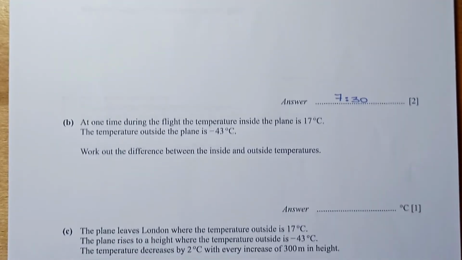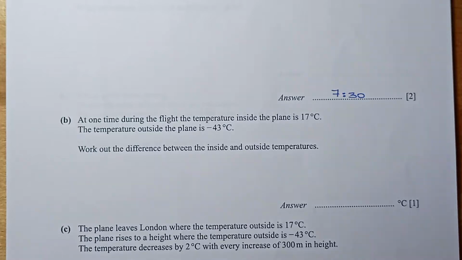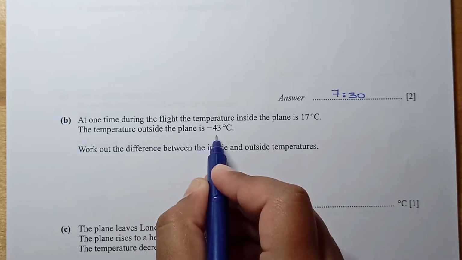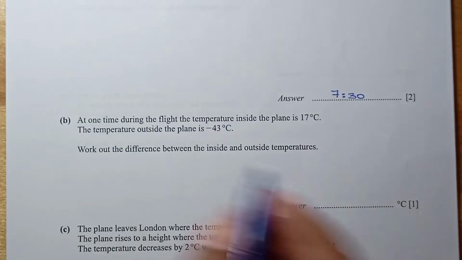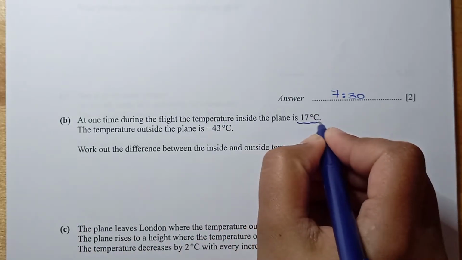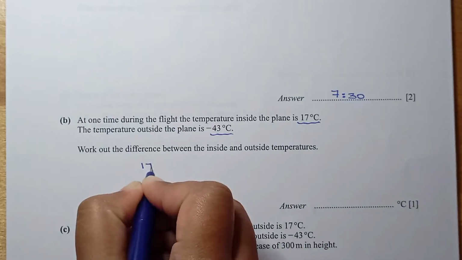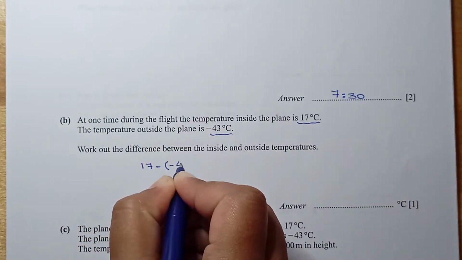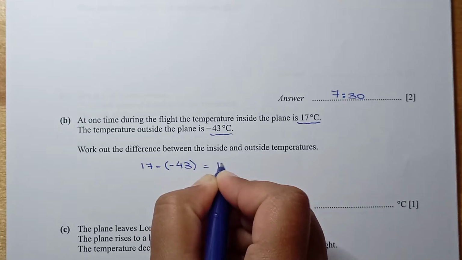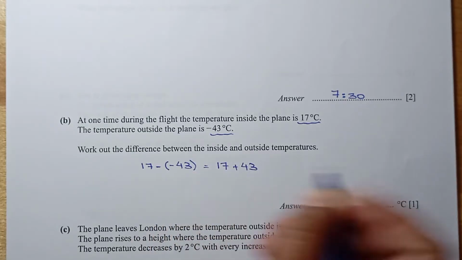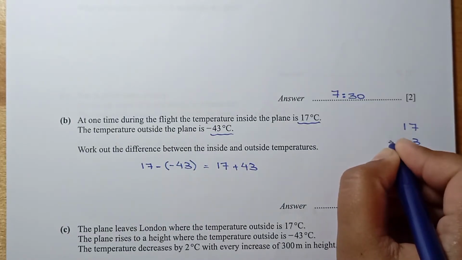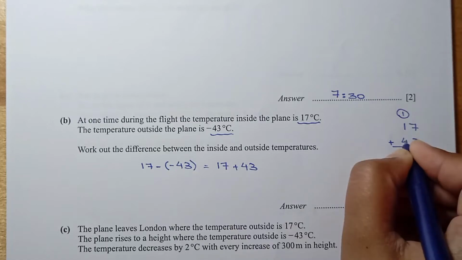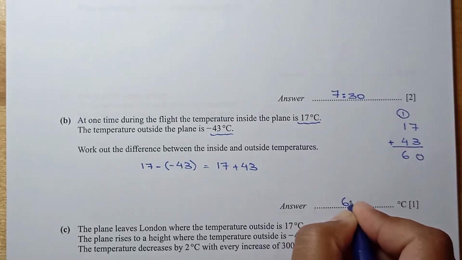Right. Now for the B part, at one time during the flight, the temperature inside the plane is 17 degrees. The temperature outside the plane is -43 degrees. Work out the difference between inside and outside temperature. So the inside temperature is 17, subtract the outside temperature, which is negative 43. So basically we need to do 17 plus 43. 7 plus 3 would be 10, and 4, 5, 6. So the difference is 60 degrees.